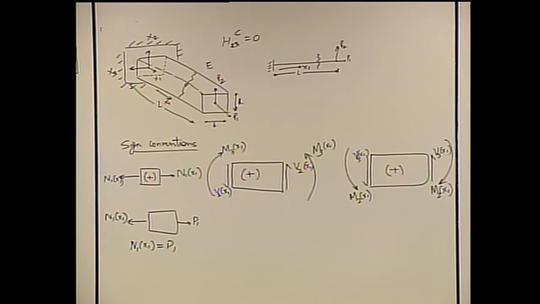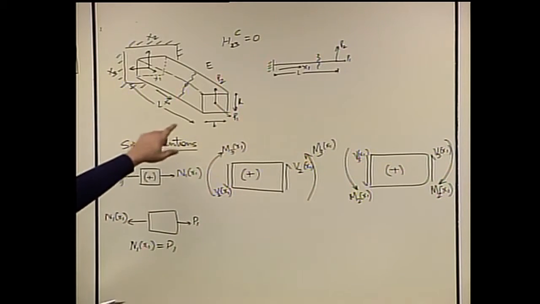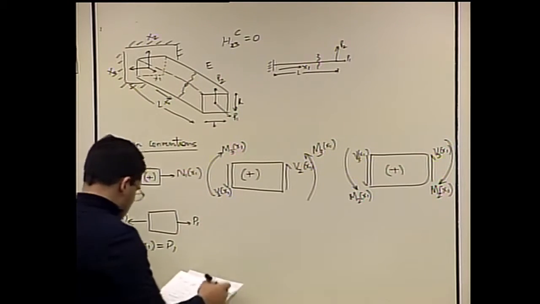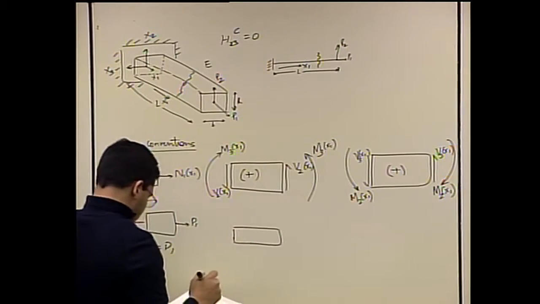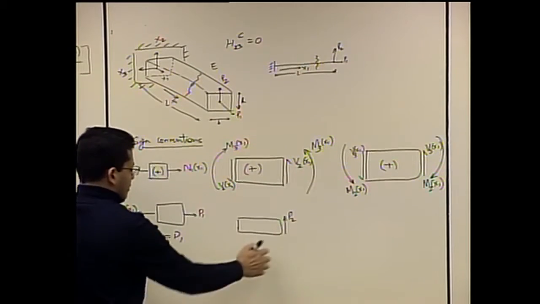Right? Now let's look at, so we have only P2, we do not have P3. So there would not be any moment about x2. There would only be a moment about x3. So we have another free body here where P2 is applied at the right end.